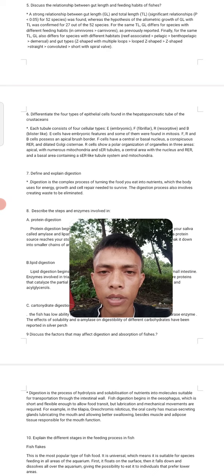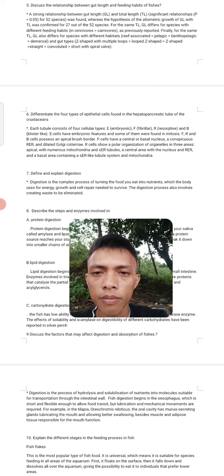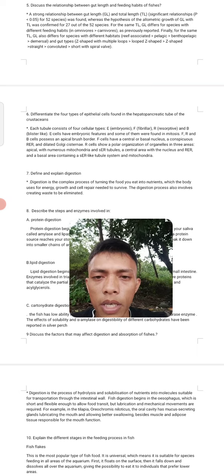F cells have a central or basal nucleus, conspicuous RER, and dilated Golgi cisternae. R cells show polar organization of organelles in their areas: apical, with numerous mitochondria or serous tubules; central areas with the nucleus and RER; and the basal area containing SER like tube system and mitochondria.